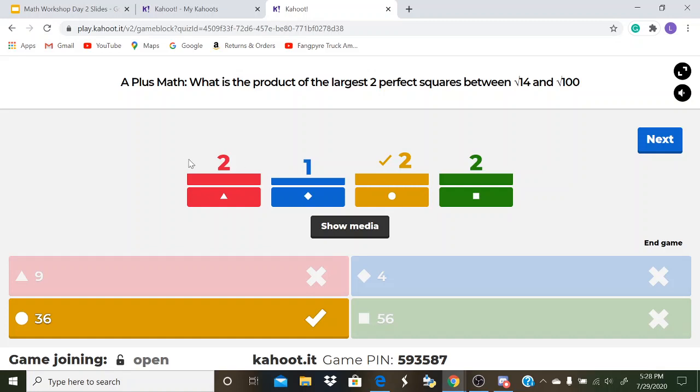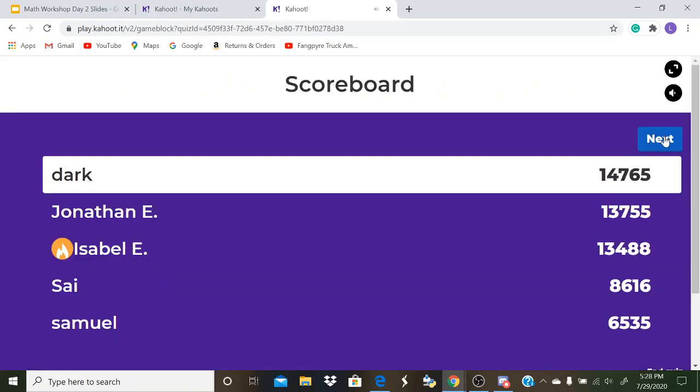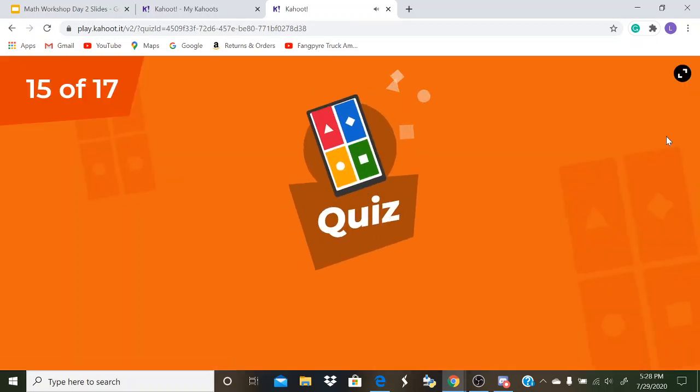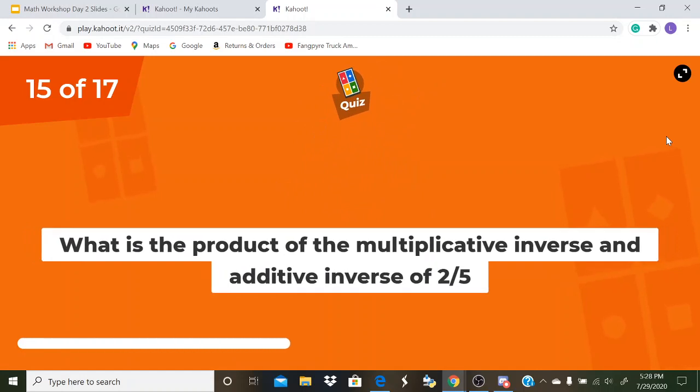This one's a little complicated. I didn't understand it at the beginning either. Okay, so this is inverses now.